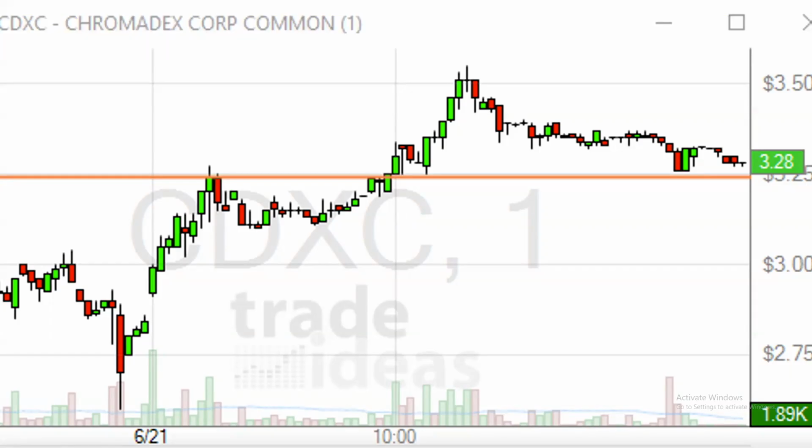Now, when you guys look at U-shape patterns right here, you can see a lot of times U-shapes happen off of top gainers, which is one of the reasons why it's already so hot and a lot of people can play the stock very easily.